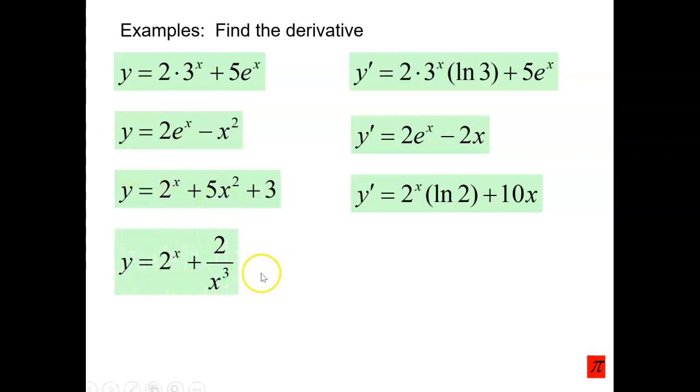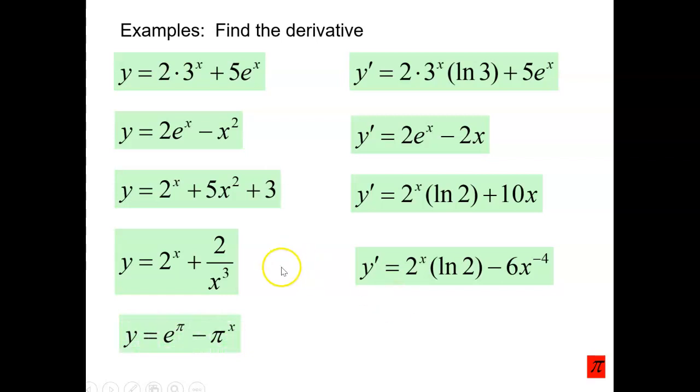This one I would rewrite first. I would take the x to the third and bring it up to the numerator and rewrite that first. The first term, 2 to the x, would be again 2 to the x times the natural log of 2. That's the exponential rule. Bringing this up as x to the negative 3, I get 2 times negative 3, which is negative 6, x to the negative 4.